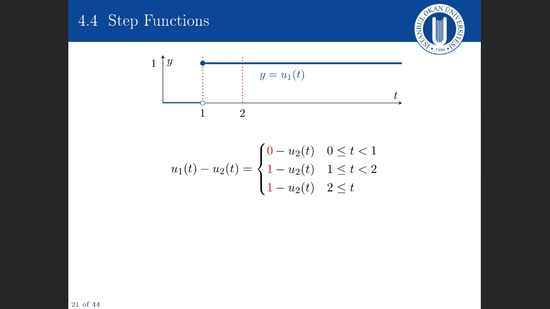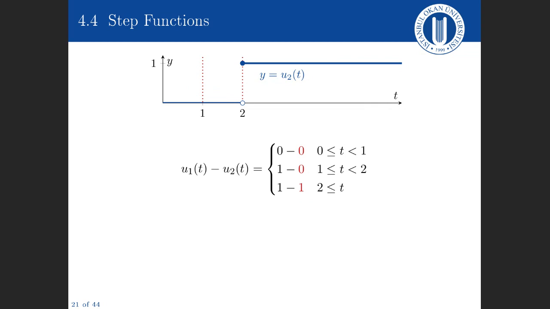Then I want to look at u2. Here we go. I've drawn the graph of u2 at the top. On the first interval, the function is equal to 0. On the second interval, the function is equal to 0. And then on the third interval, the function is equal to 1. So we would get 0, and then 0, and then 1. There we go.